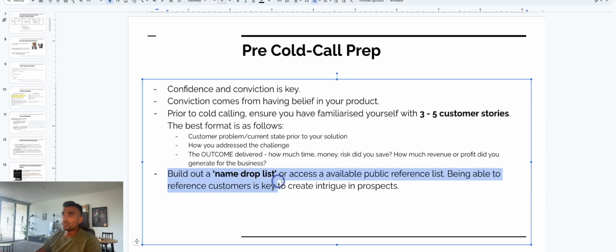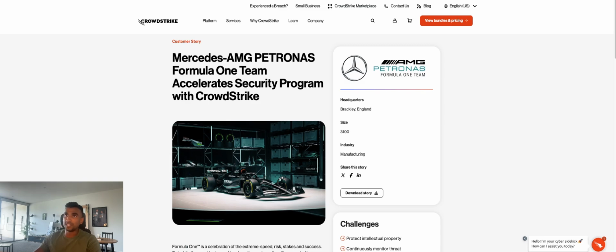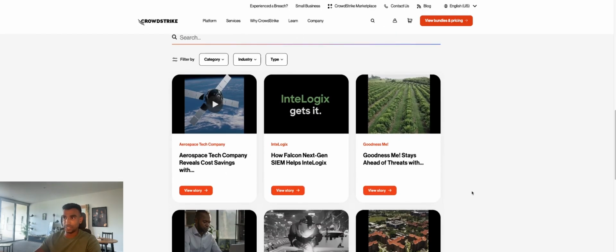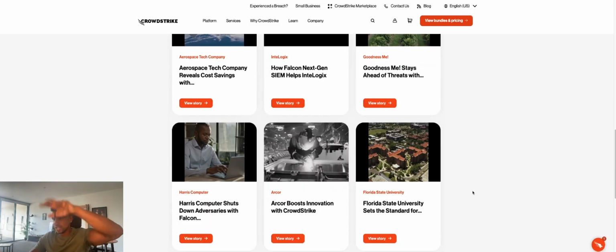The other thing that I would do is make sure that you have a name drop list. Now, the best way to build out a name drop list is obviously look at all your references on the website. So you can see here, you can see all of the references that CrowdStrike has.